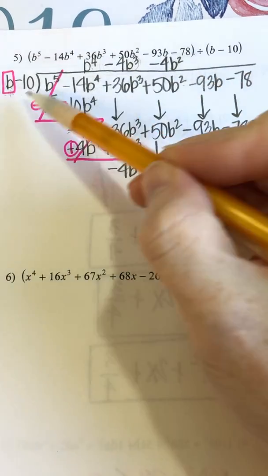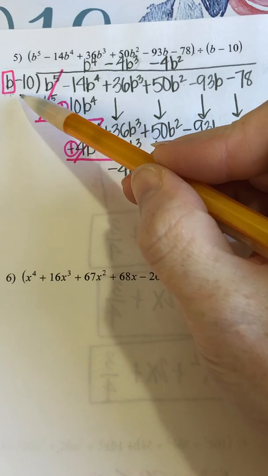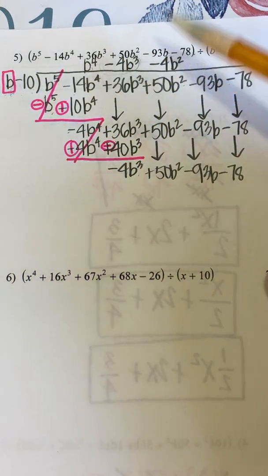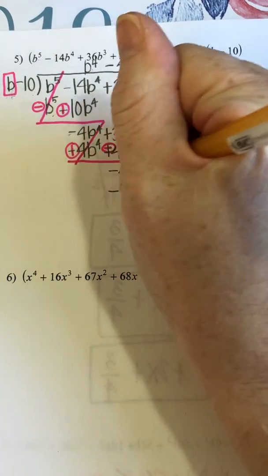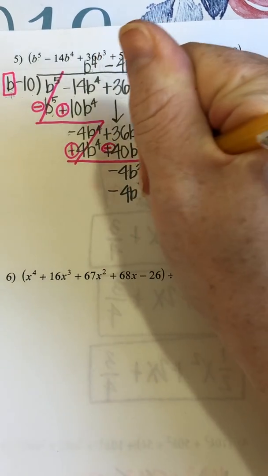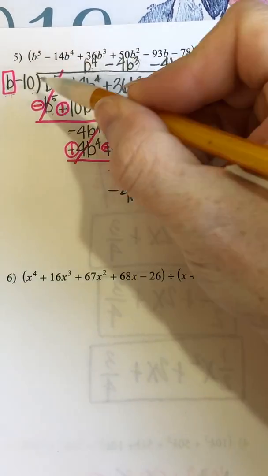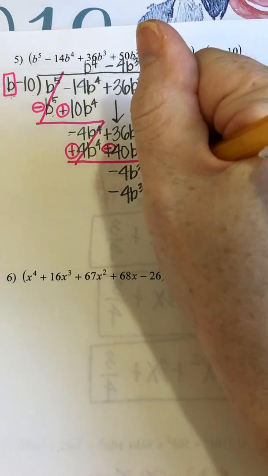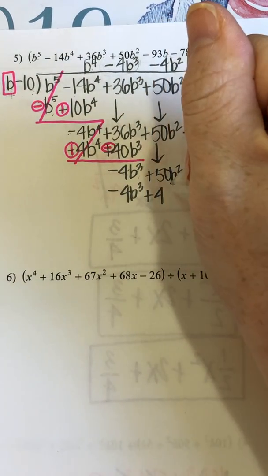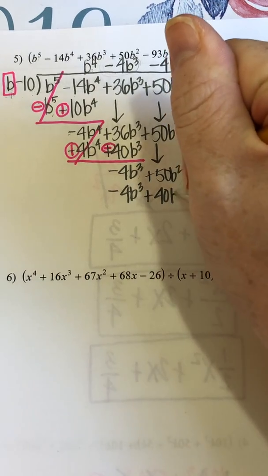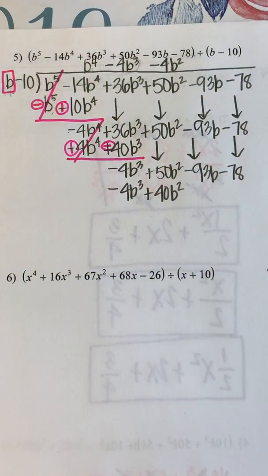Right here, what can I multiply by b so that I end up with negative 4b cubed? Negative 4b squared. Great job, hun. So I'm going to distribute this to both the b and the negative 10. Negative 4b squared times b is what I want, the negative 4b cubed. Negative 4b squared times negative 10 is 40b squared.